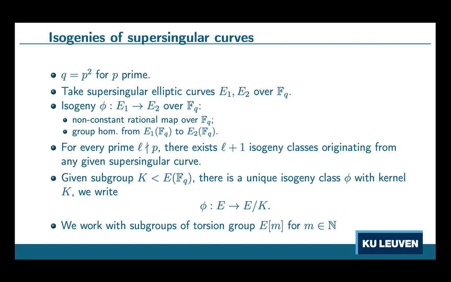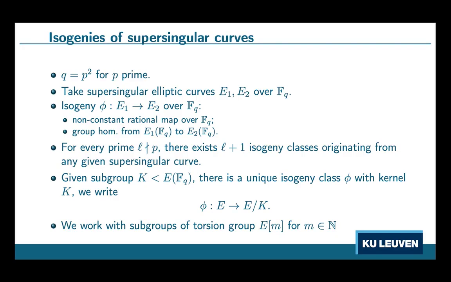Now, the thing to know is that for every prime L that doesn't divide P, there are L plus 1 isogeny classes originating from any supersingular curve. So that means that in this graph of curves, from any node, any class of curve, there are L plus 1 different ways, different edges, to move to a different curve. And this is how the computations take place. We walk across the graph in some sense.